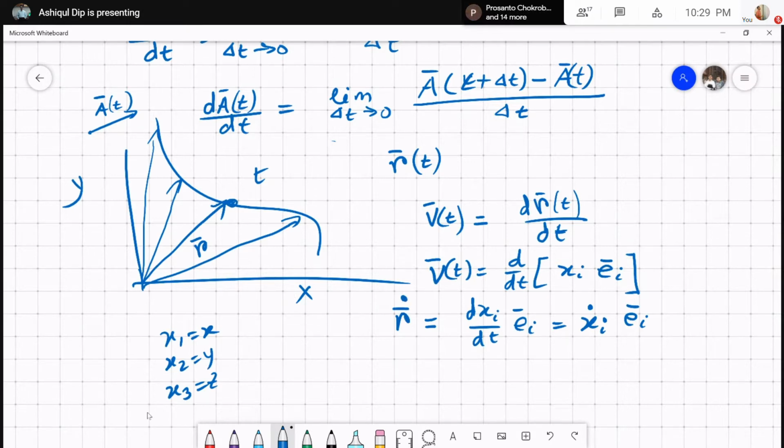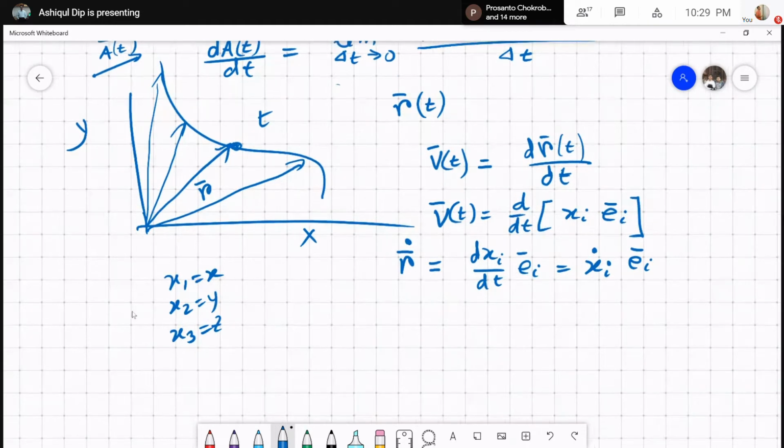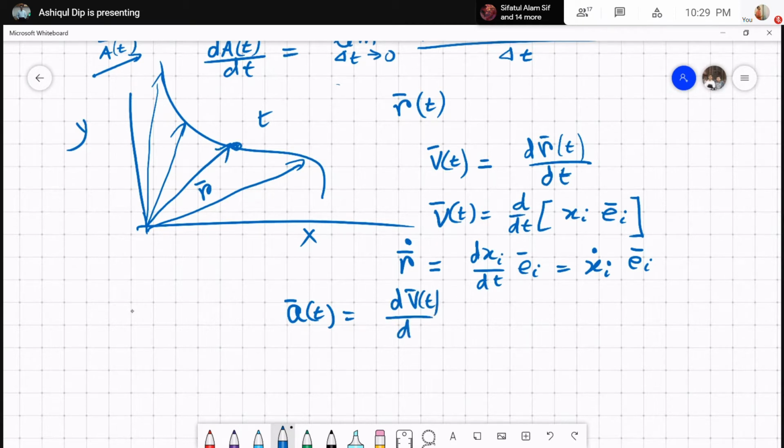Also for the acceleration, it's defined in a similar fashion. Acceleration is the rate of change of velocity, and that's also a function of time. So a of t is defined as dv of t over dt. In Cartesian coordinates, we are lucky and we do not need to take the derivative of ei, so we end up with this. Agree? Okay. So in Cartesian coordinates, we do not have a problem. But what happens in other coordinates, we'll see in a moment.